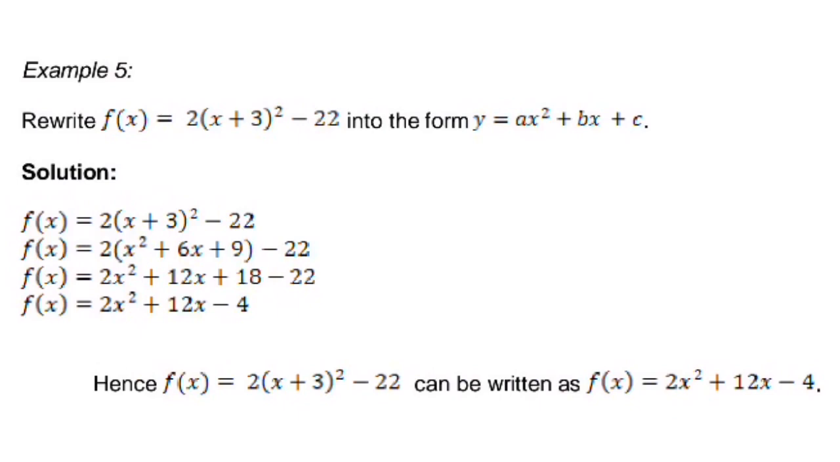So you're going to have there 2 times x squared plus 6x plus 9 minus 22. Then distribute 2 to each of the terms inside the parentheses. So 2 times x squared is 2x squared. 2 times 6x is 12x, so plus 12x. 2 times 9 is 18, so plus 18, then minus 22. 18 minus 22 is negative 4, so you have there your answer. f of x equals 2x squared plus 12x minus 4.